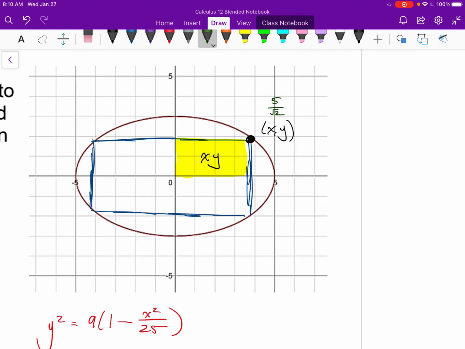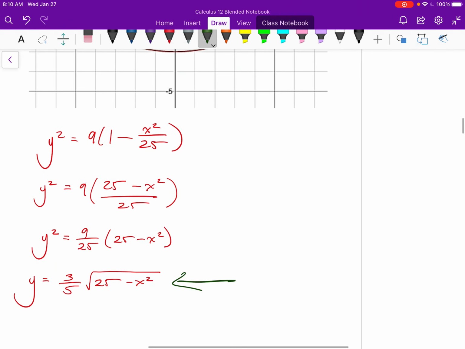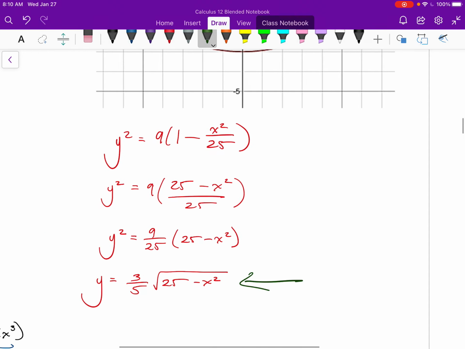So to find the area, well, I need to find the y coordinate, and that should be pretty straightforward because right here I have an equation I've already set up that tells me how to find a y coordinate if I know x. So I'm now going to take the x coordinate and put it into that equation right there.